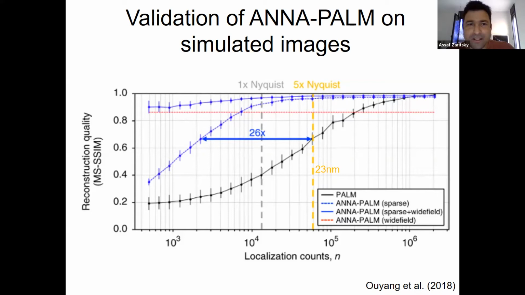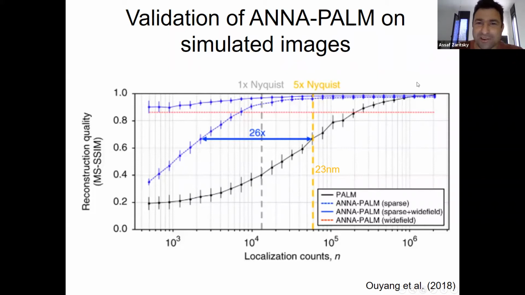And what we see on the y-axis is a measure for the reconstruction accuracy. When we look at the black line here, this is PALM. You can see very clearly that there is a gradual increase in the similarity measure. When you take a small number of images, you get something that is not similar, 0.2. And when you get a million images, you get something very, very similar to the ground truth, to the perfect image. But it's a lot of work going from here to here.